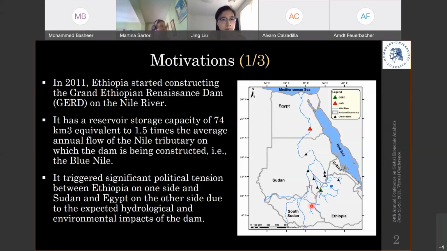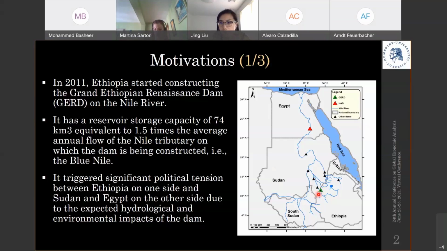This dam has been creating a lot of political tension between Ethiopia, Sudan, and Egypt over the operation and filling of the reservoir. The reservoir has a capacity of 74 cubic kilometers, or billion cubic meters. That's equivalent to 1.5 times the average annual flow of this river. So if it is filled as fast as possible, it will take 1.5 years on average. It's quite a large dam, and it's going to change the river flow pattern downstream to Sudan.